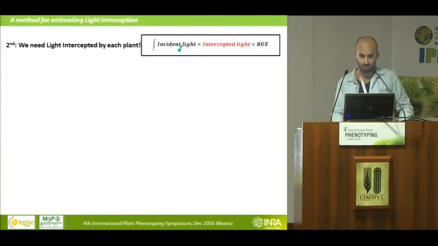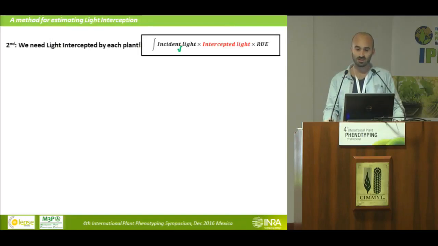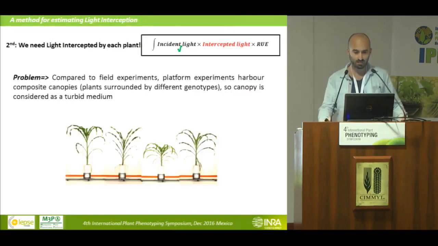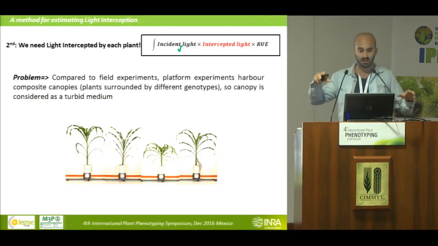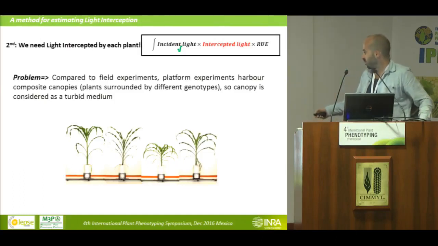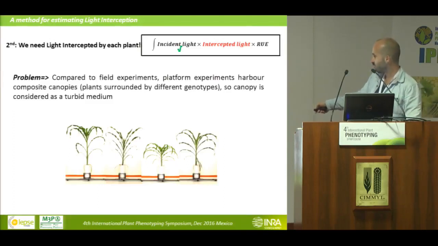The second thing was to create a method for measuring how much of this incident light was intercepted. And here we had a problem because, compared with a field experiment, where you have a homogeneous plot of the same genotype, I would say that in 99% of platform experiments, we have experiments that harbor composite canopies. That means that one plant is surrounded by plants of different genotypes. So we end up with this situation where we have a small plant with neighbors that are bigger or smaller, with different areas and different architecture.